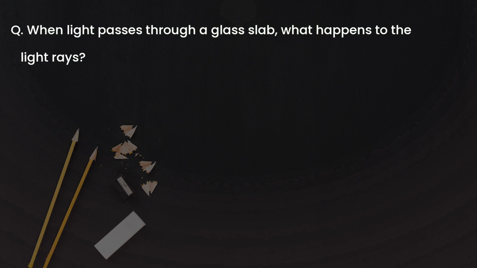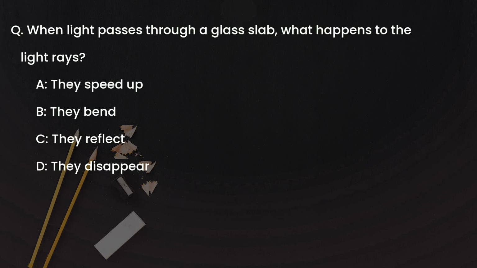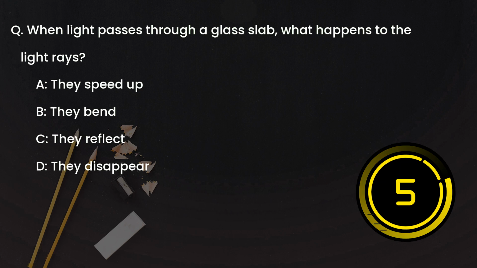Question: when light passes through a glass slab, what happens to the light rays? Option A, they speed up. Option B, they bend. Option C, they reflect. Option D, they disappear. You have 5 seconds to answer the question.